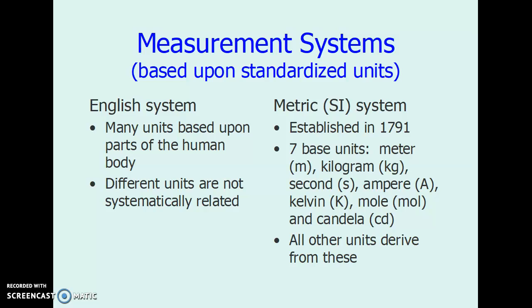There are two main systems that we use in the United States. We use the English system, and there is the metric system. Now, many things that we do in our everyday life are done in the English system. We use miles per hour. We use gallons, quarts, and those are all based on the English system. However, the metric system, which was created to be more standard, is what scientists use.